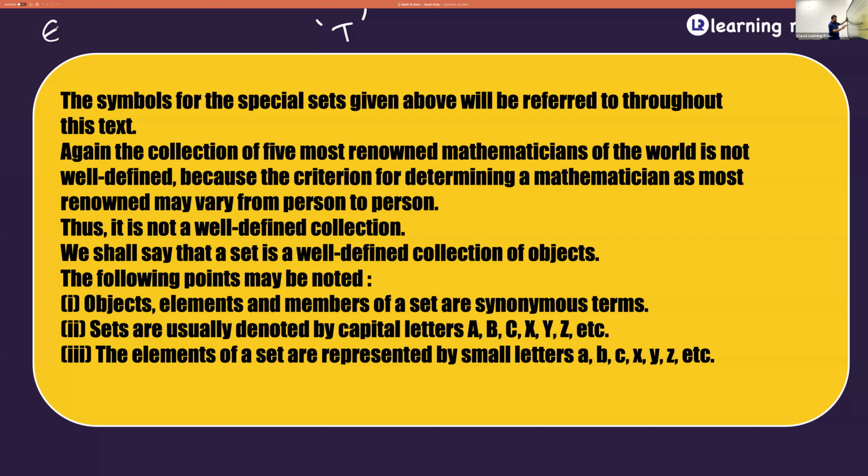See, listen, the following points are to be noted. These are the important points that we need to note. Objects, elements, and members of the set are synonymous terms. So you can either call them elements, or objects, or members. All the three mean the same. Similarly, the name of the set is always denoted by capital, and the elements of the set are represented by small.